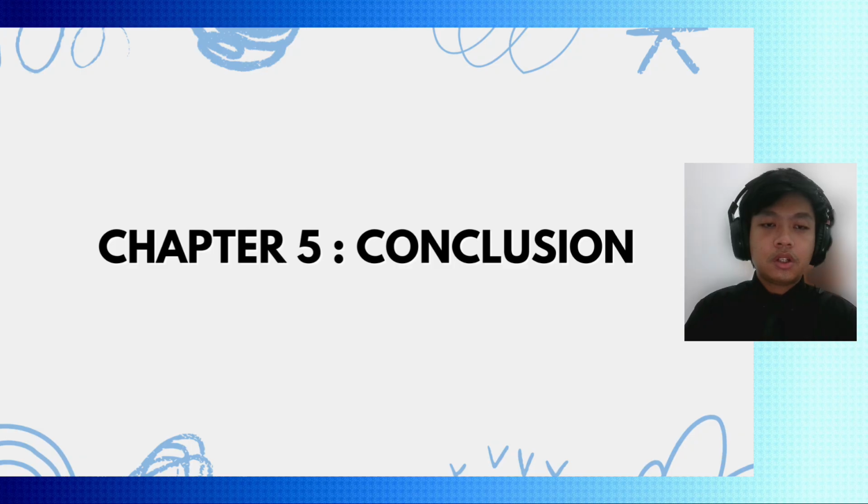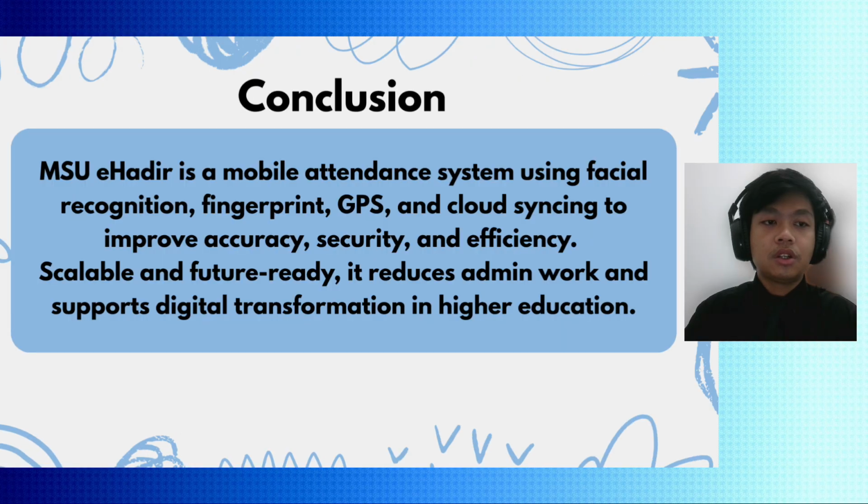All right. So I'm going to present the last chapter, which is chapter 5, conclusion. MSU eHadir is a mobile attendance system that uses QR code, facial recognition, fingerprint, GPS, and cloud storage to improve accuracy, security, and efficiency. It reduces admin work and supports digital transformation in higher education.